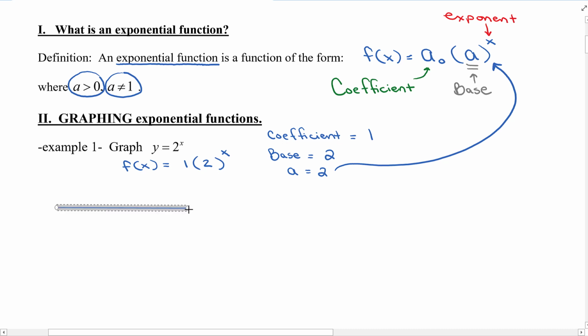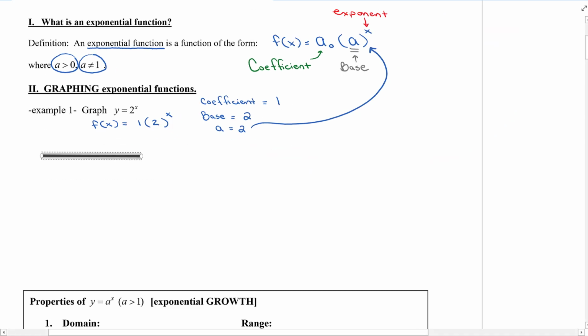I am going to draw a 2-column table in order to come up with some ordered pairs to help me sketch the graph of this function. The first column is going to represent our x values, which is -2, -1, 0, 1, and 2, and our second column is going to represent our y values.